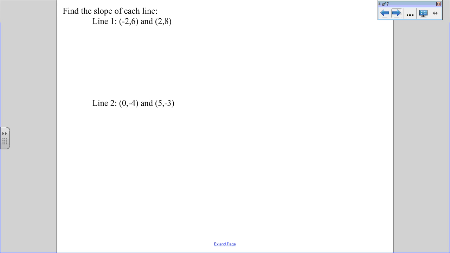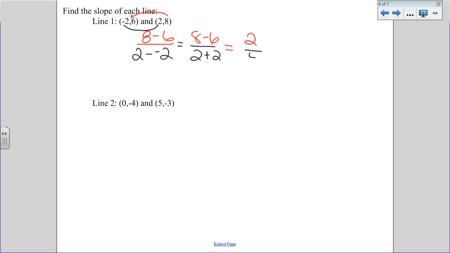So if we take a look, guys, they want us to find the slope of each line. So we're going to calculate y minus y. I usually work backwards. So 8 minus 6, and then we're going to do 2 minus a negative 2. Hopefully you see from that that you could write that as 2 plus 2. Our numerator would stay 8 minus 6. When we do 8 minus 6, we get 2. 2 plus 2 is 4. And that simplifies down to 1/2. So m is equal to 1/2.